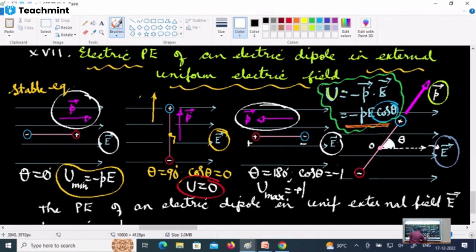That is plus PE. So we say in this last configuration, potential energy of the dipole is highest, maximum. Value is plus PE. But once again this represents another type of equilibrium. It is often called unstable equilibrium. We call it unstable equilibrium.